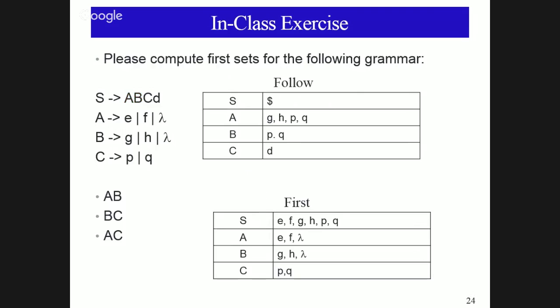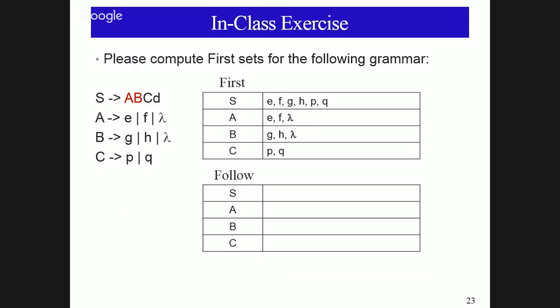How about A? How about A? G, I hear GHPQ. And nope, not E. E is the first set. Okay, notice E is the first set of A. D. Okay. C doesn't go to lambda. Notice C doesn't, so C blocks. Right? C blocks D from following A because C doesn't go to lambda. So it could be A B.